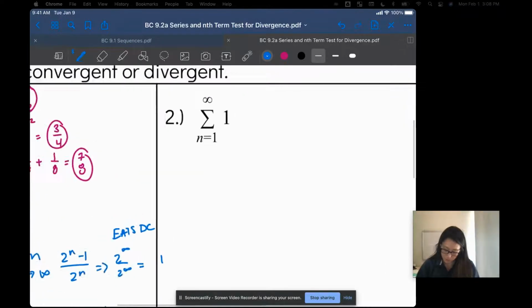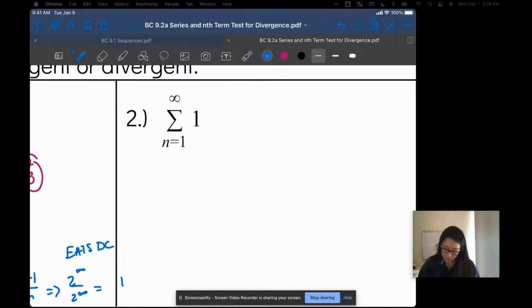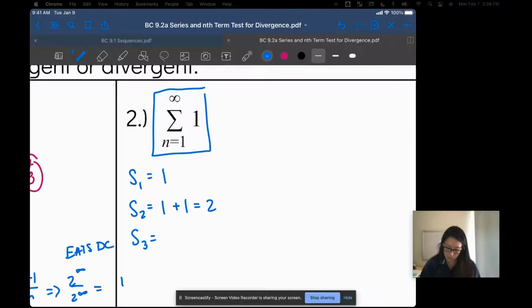Sure, we can do this one too. Okay, so we have S, this is my series. We're saying the sum from n equals 1 to infinity of 1. So S sub 1 would equal 1. S sub 2 would equal S sub 1 plus 1, which is 2. S sub 3 would be 1 plus 1 plus 1. There's no variable to plug into.